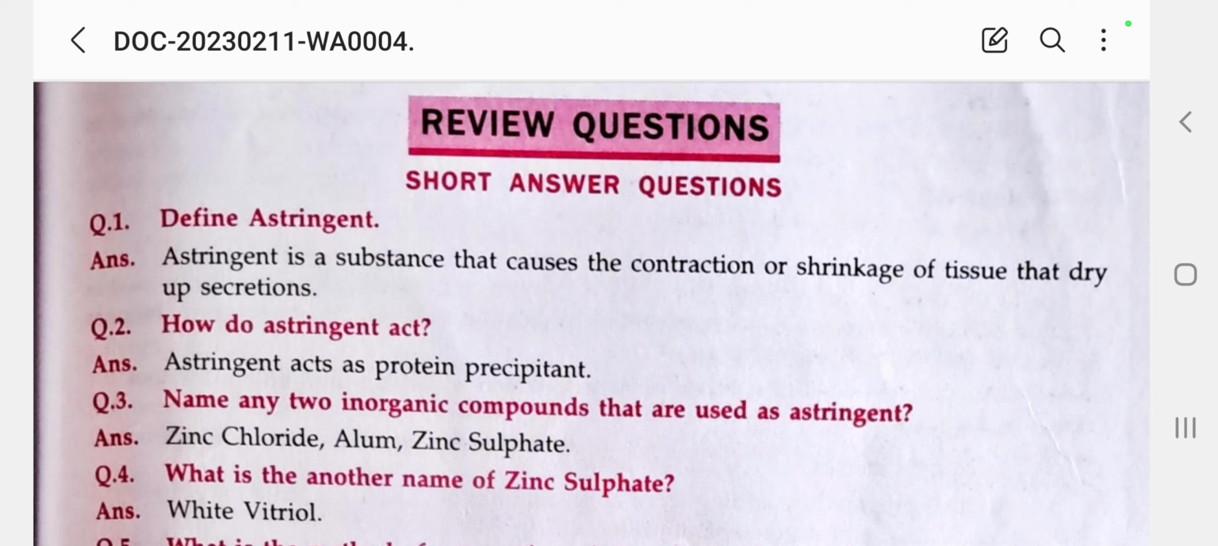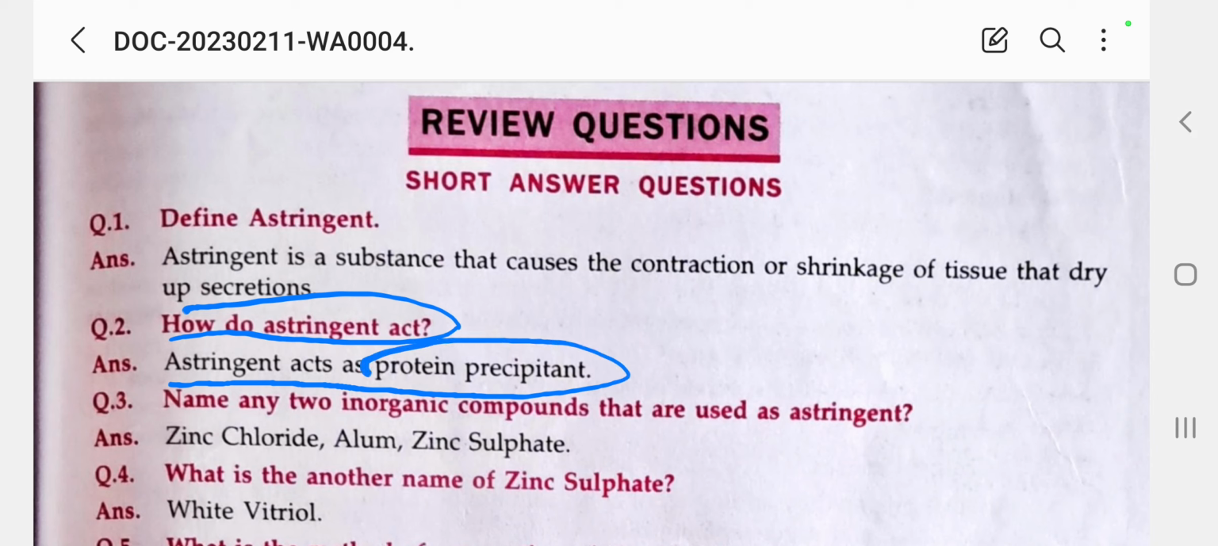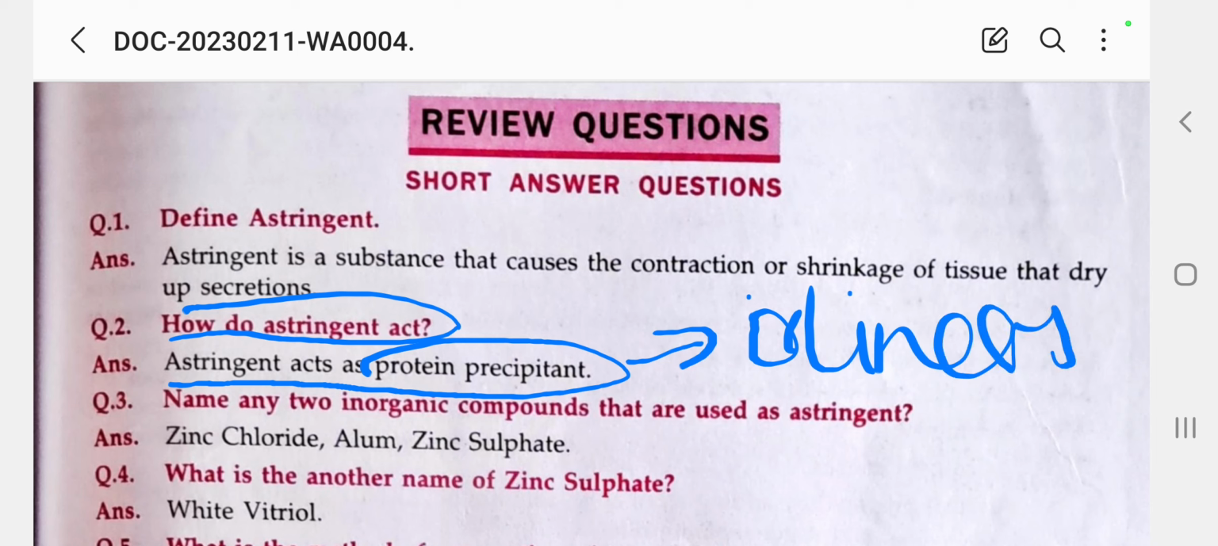Okay, next, how do astringents act? It is the mechanism of action. Astringents act as protein precipitants so that they reduce the oiliness. Astringents help to reduce the oiliness so the person can recover from the chopping or itching in various forms of dermatitis.